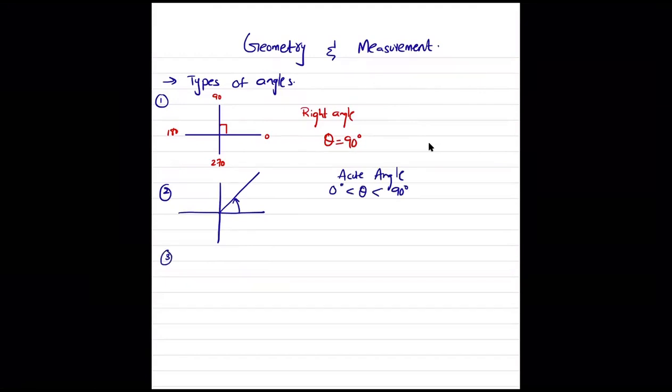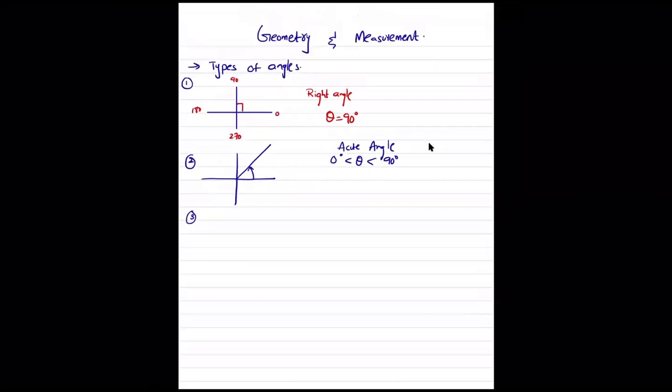Then the third angle is the obtuse angle. Any angle that is greater than 90 degree is the obtuse angle. So obtuse angle is the angle that is greater than 90 degree, but it must be less than 180 degree.